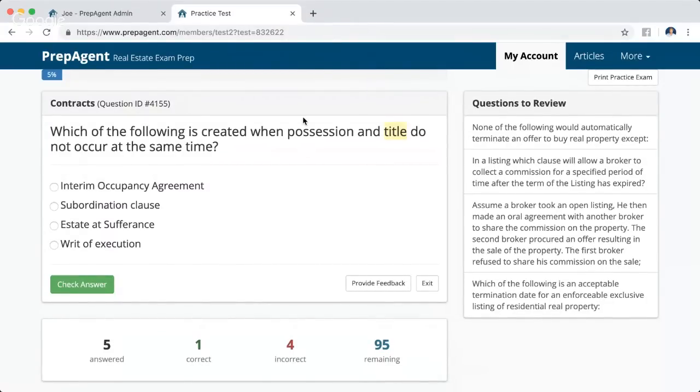Which of the following is created when possession and title do not occur at the same time? A, an interim occupancy agreement. B, a subordination clause. C, a tenancy at sufferance. Or D, a writ of execution.